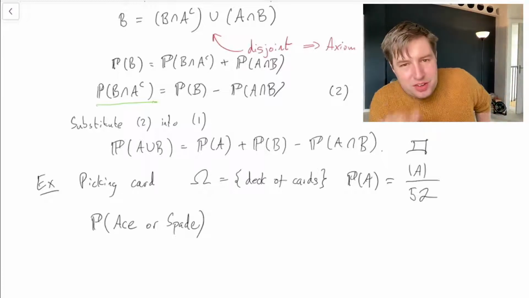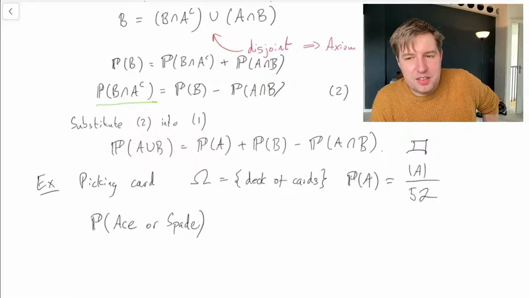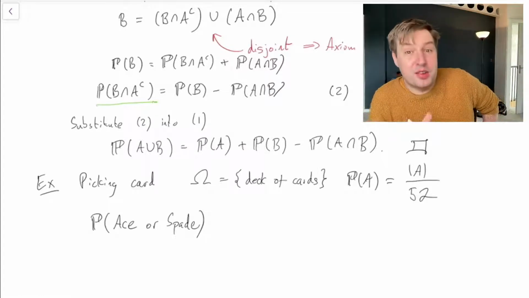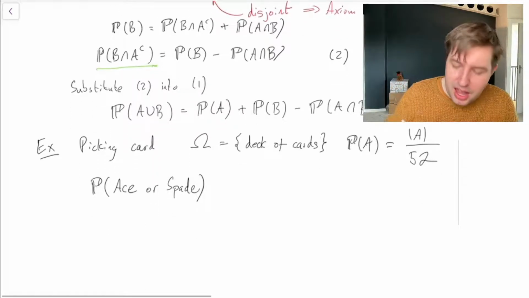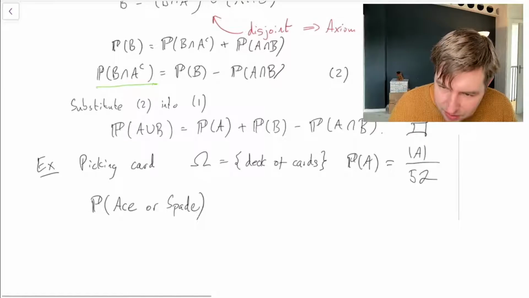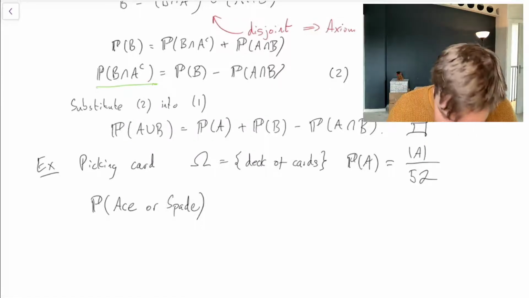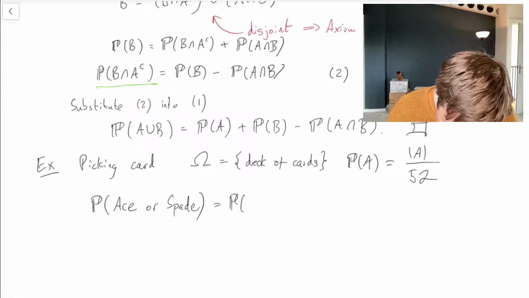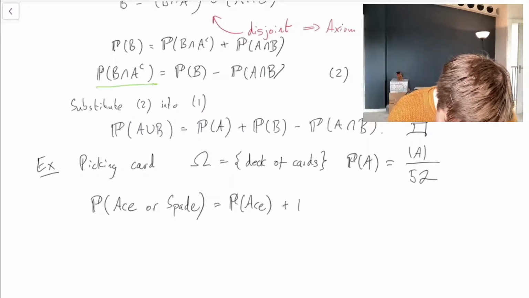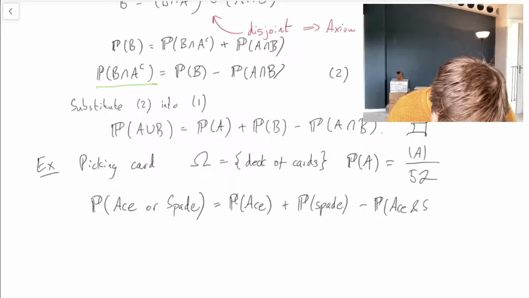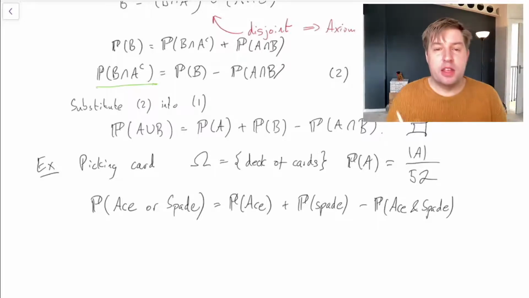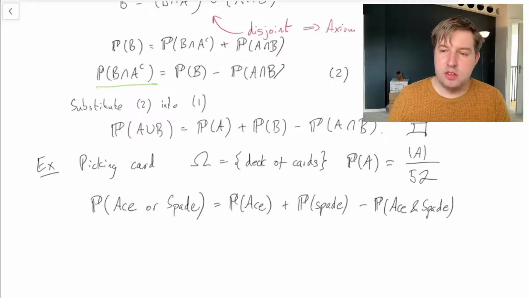Now, we could do this directly, just count up how many aces or spades there are in a deck of cards. And if you want to do it that way, you can, and you can check whether we get the same answer here. But I'm going to use our new addition rule for unions here, which means that this is probability of ace plus probability of spade minus probability that it's an ace and a spade. Because that's our new addition rule for unions.